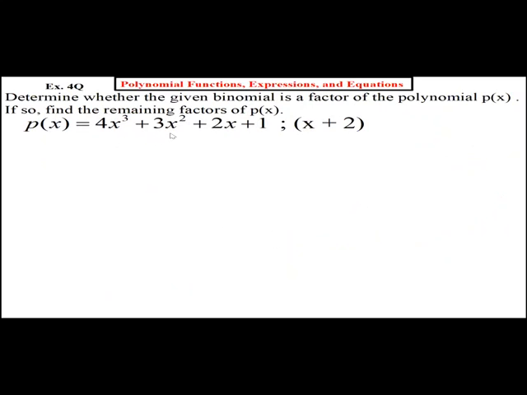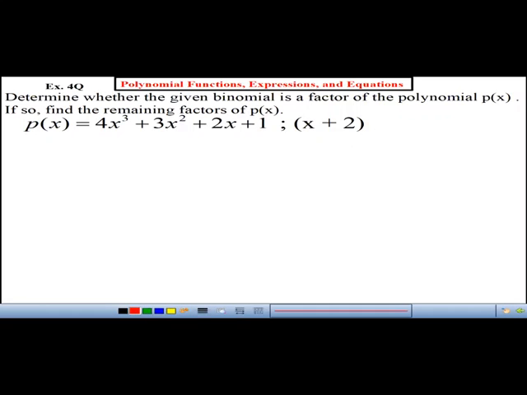4x cubed plus 3x squared plus 2x plus 1. And they gave us the binomial x plus 2. We're going to do this one together. What is the first thing we check for? Standard form, let's see. 3rd degree, 2nd degree, 1st degree, 0 degree. Yes. How about this one? 1st degree, 0 degree. Yes.